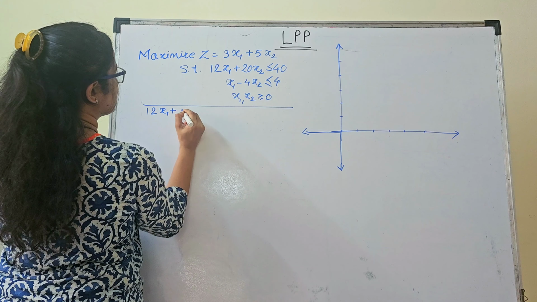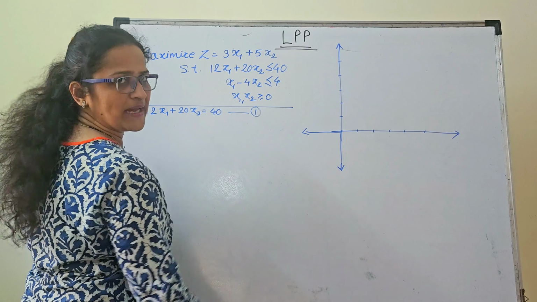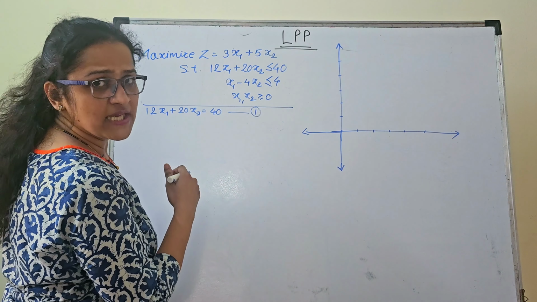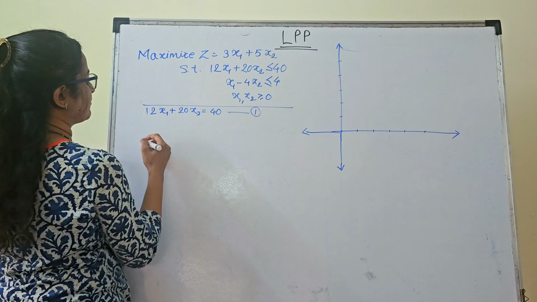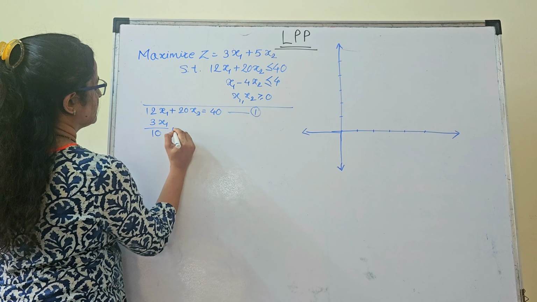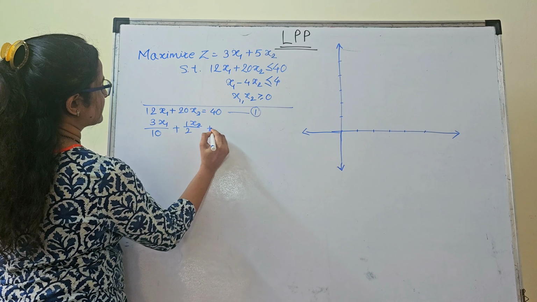So 12x1 plus 20x2 equals 40. This is my equation number 1. What I will do is divide this complete equation by 40, so that I have just 1 on the right hand side. So that gives me what? 12 upon 40 is what? 3 by 10. 20 upon 40 is 1 by 2, and this x2 is there, and then this is 1.